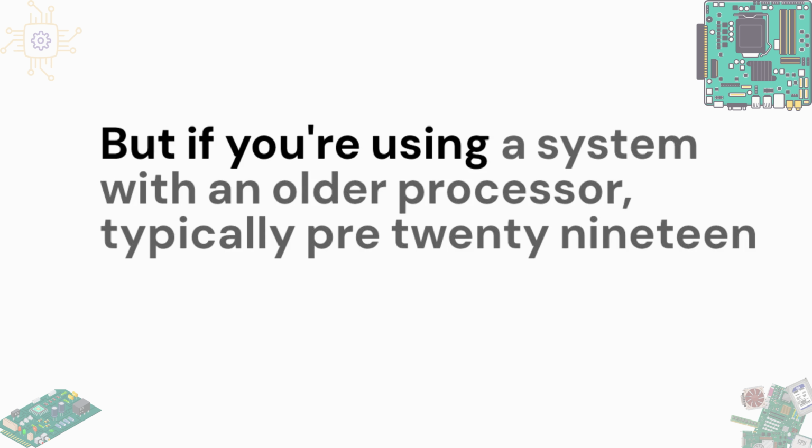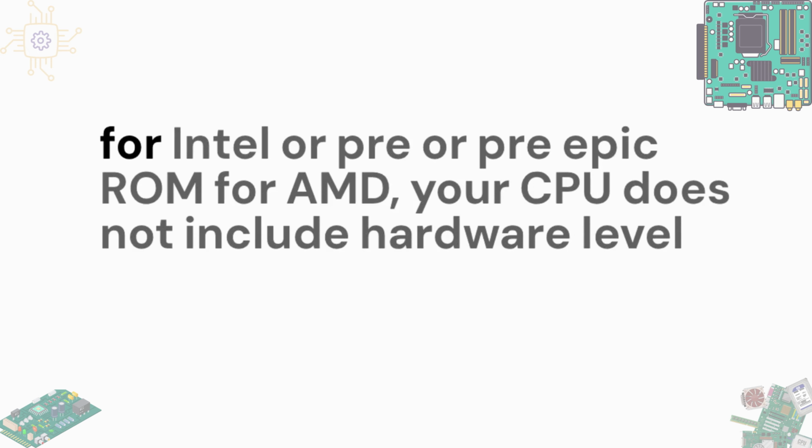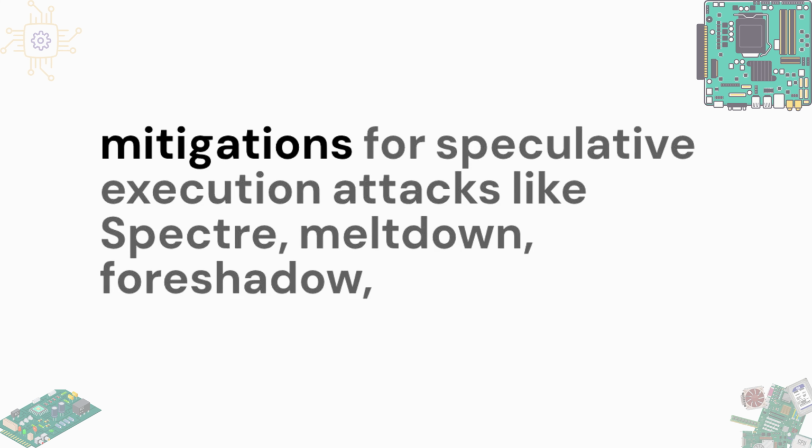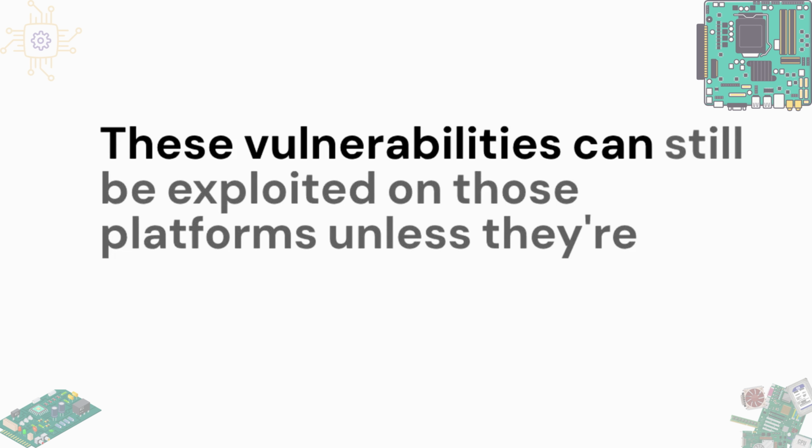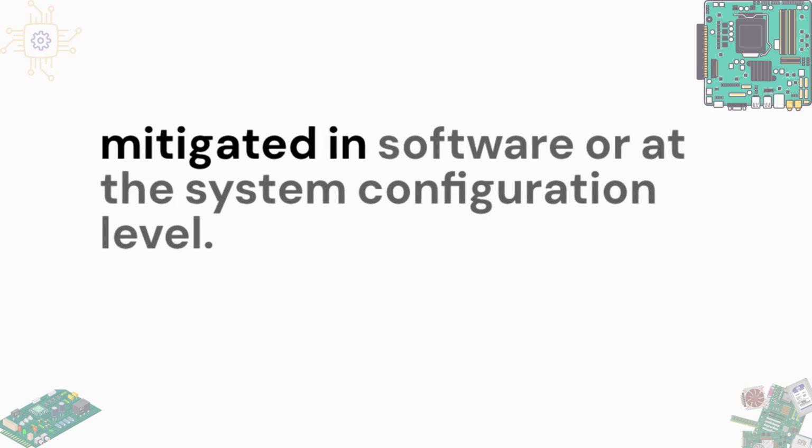But if you're using a system with an older processor, typically pre-2019 for Intel or pre-Ice Lake, or pre-EPYC Rome for AMD, your CPU does not include hardware-level mitigations for speculative execution attacks like Spectre, Meltdown, Foreshadow, or RIDL. These vulnerabilities can still be exploited on those platforms unless they're mitigated in software or at the system configuration level.